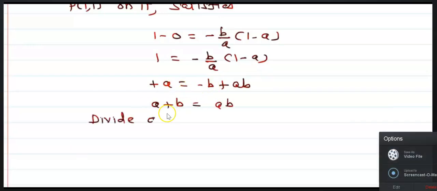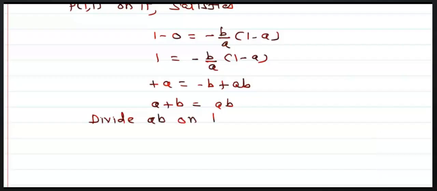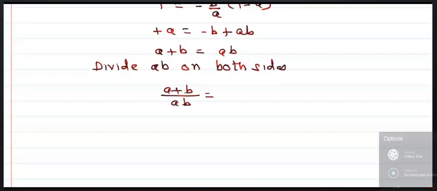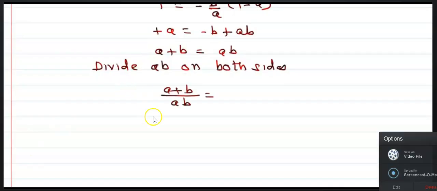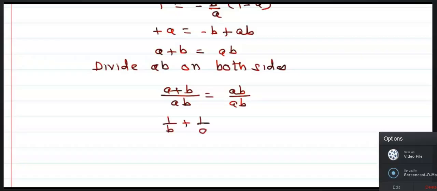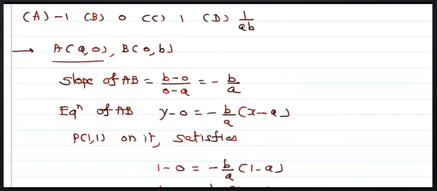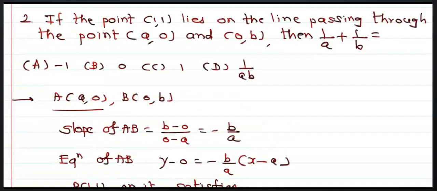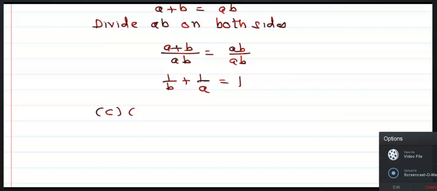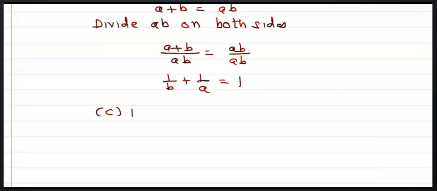Now see this, a plus b is equals to ab. Divide ab on both sides. That is (a plus b) upon ab. Divide ab upon ab. That is 1. And therefore you will get 1 upon a plus 1 upon b is equals to 1. Therefore the option C is the correct one.